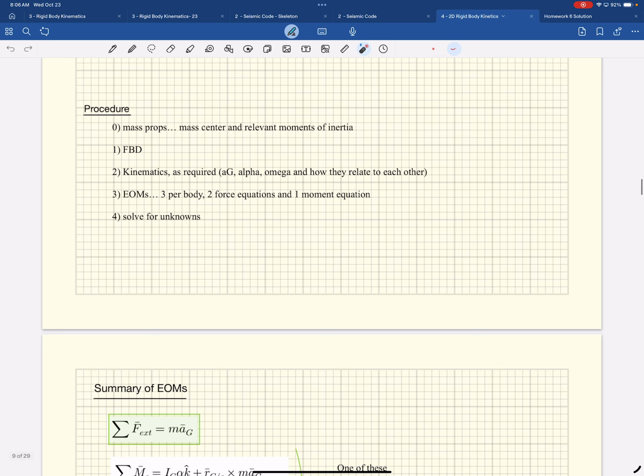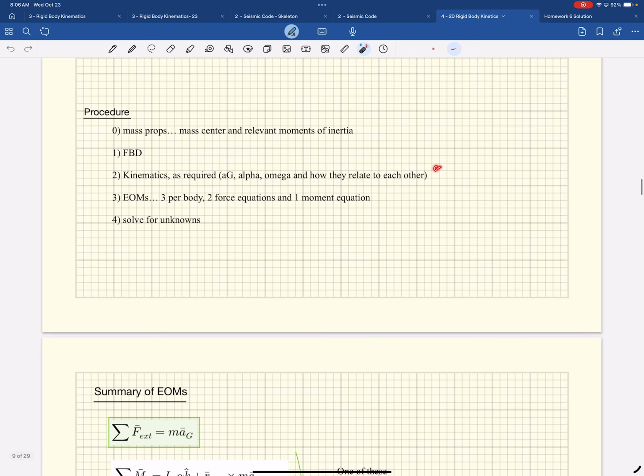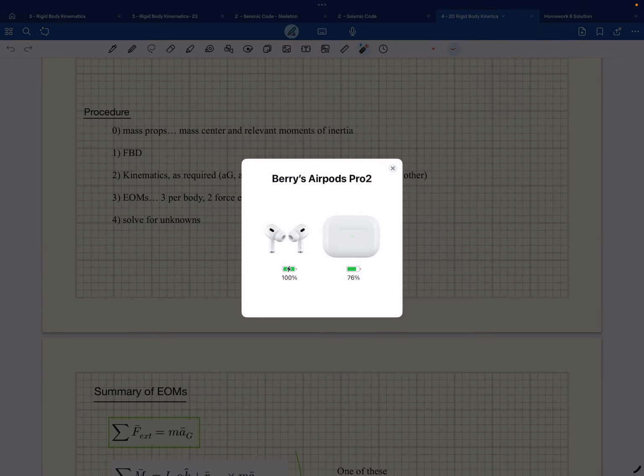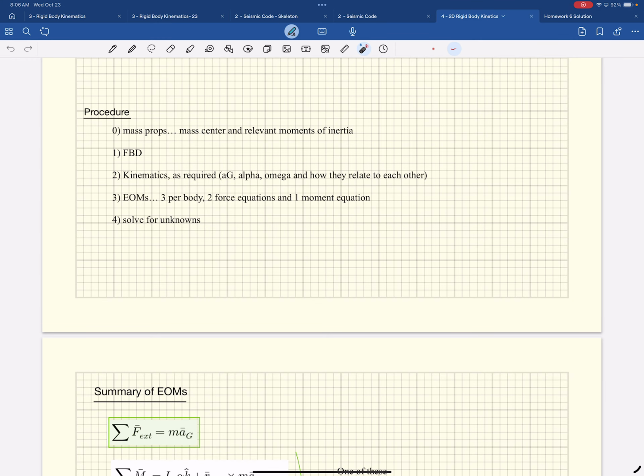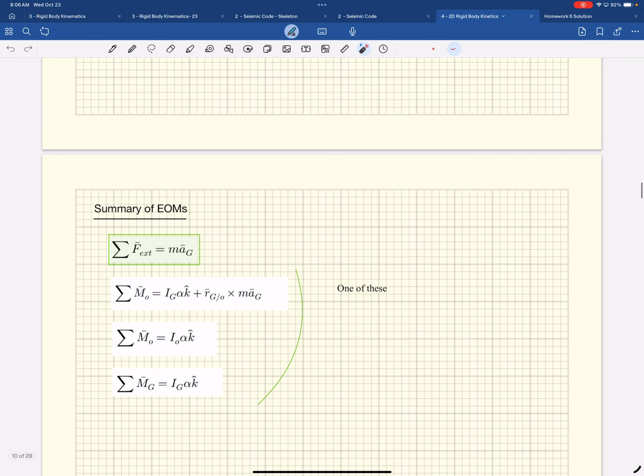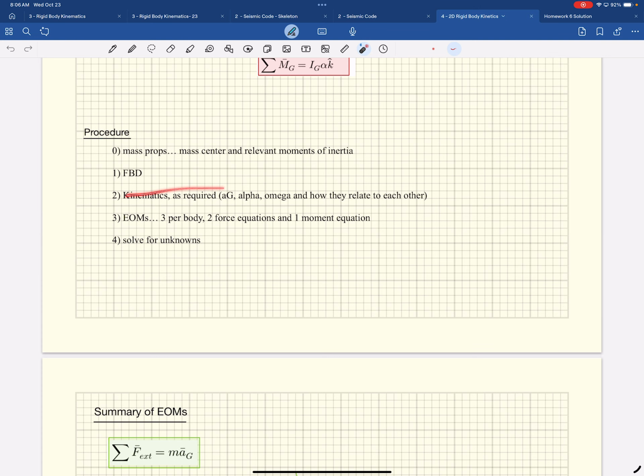We do equations of motion, right? It's just geometry of motion is kinematics. Equations of motion, we get 3 per body. So we get the sum of the forces in the x, the sum of the forces in the y, and one sum of the moments equation, okay? So those are 3 equations we get to use, okay? And then we solve for unknowns after we plug everything in there, right? If you skip one of these steps, if you skip kinematics, often you'll end up with too many unknowns, and you need to go back and somehow relate all of them, okay?